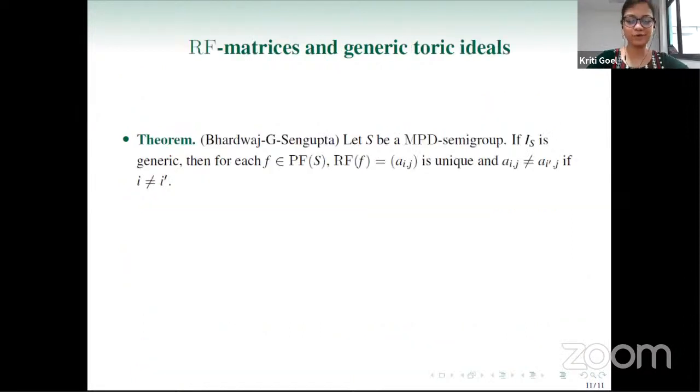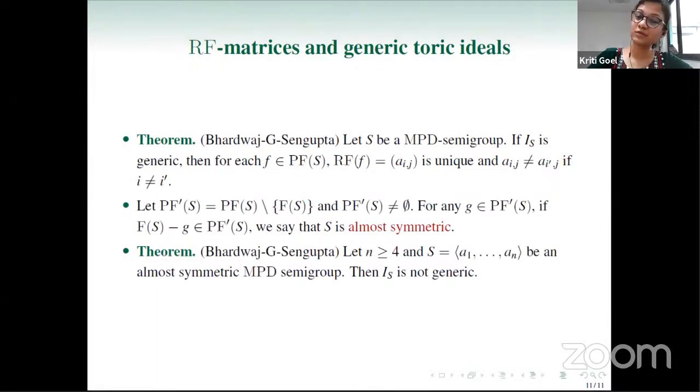Of course, lastly, I would like to wind up by coming back to the connection of RF matrices and generic toric ideals. We are still working on it, but the progress we have till date is that if we have an MPD semigroup, which we need as a condition because we want the set of pseudo-Frobenius elements to be non-empty, and we know that the defining ideal is generic, then we were able to prove that for every pseudo-Frobenius element, the row factorization matrix is unique, and given any column, all its row entries are distinct. It's just a one-way result as of now. We do hope for the converse also to be true, but we are still working on it, so it's a little early for that. So this is one of the observations that we make as a connection.